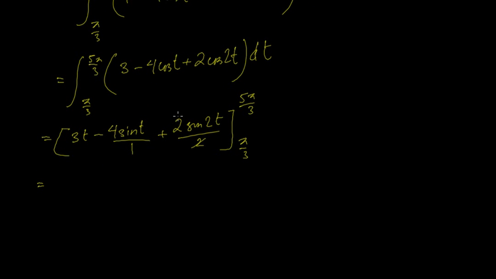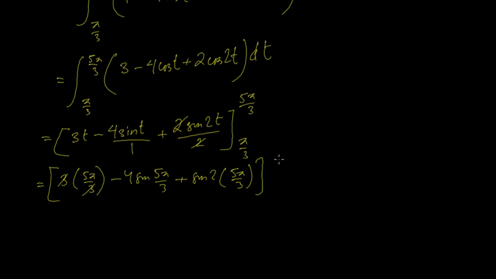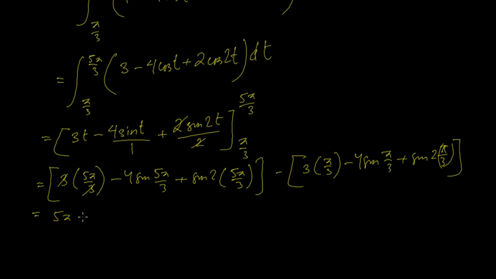So if you cancel this 2 and this 2, what we get here is 3 into 5 pi by 3, minus 4 sine 5 pi by 3, plus sine 2 into 5 pi by 3. This 3 and this 3 cancel, minus, now we put in pi by 3, so 3 into pi by 3, minus 4 sine pi by 3, plus sine 2 into pi by 3. Okay, so we can simplify this. This is 5 pi minus 4.